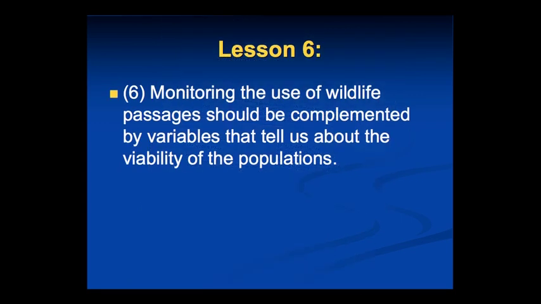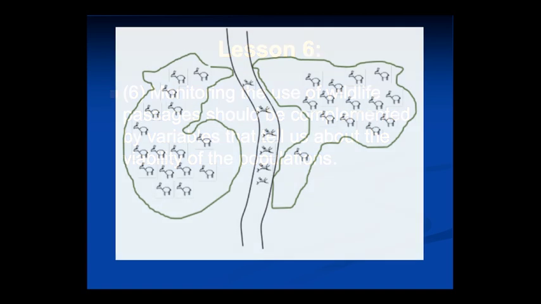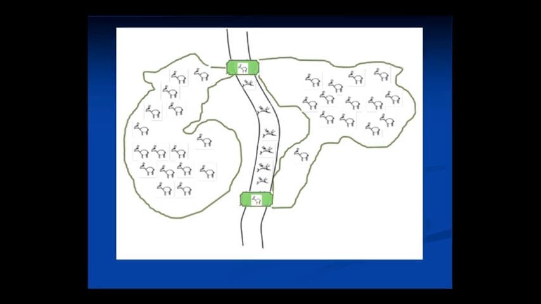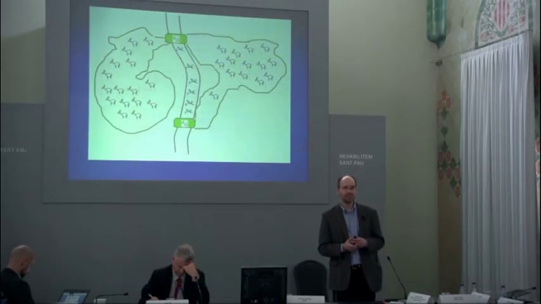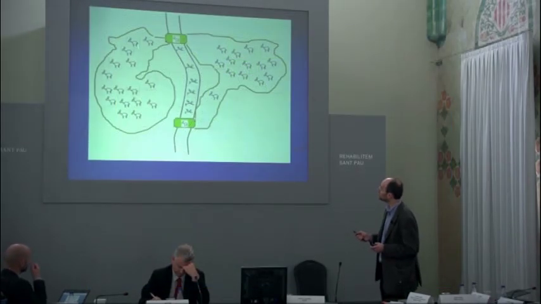Lesson 6. The monitoring of the use of wildlife passages should be complemented by variables that tell us about the viability of the populations. This is a general problem that often ministries of transportation, when they put wildlife passages here and here, for example, and they monitor the use, this does not tell them whether the population is viable and made viable again by these wildlife passages.